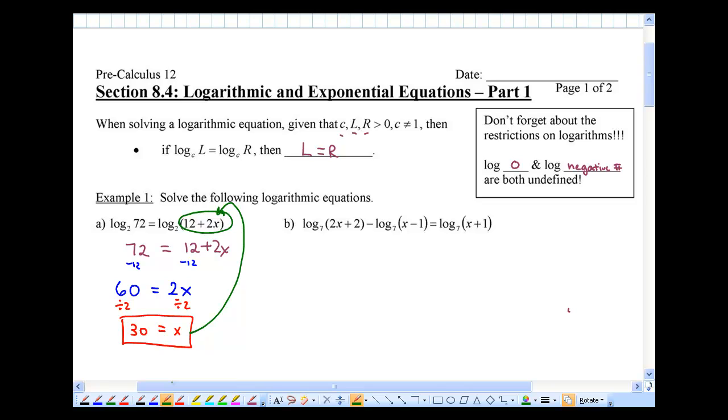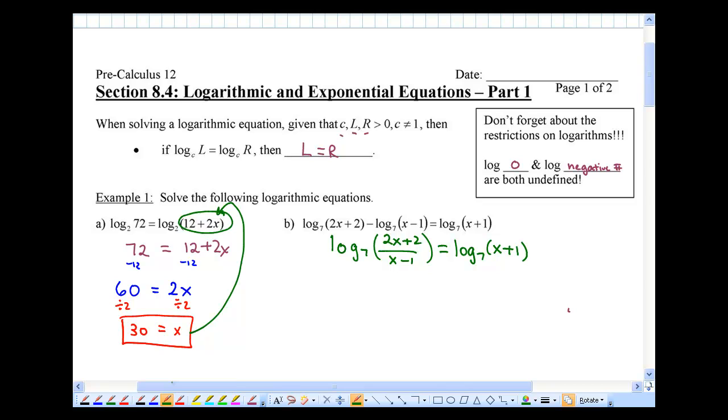Well, how about the next one? Notice on the left-hand side now, we don't have one logarithm. We have two logarithms here. We have log base 7 of 2x plus 2, and we're subtracting from that log base 7 of x take away 1. Well, how can we write this as one single logarithm? You guessed it. We're going to use those log laws. And the subtraction is equivalent to, yep, division. So how about log base 7, and we'll write this as 2x plus 2 all over x minus 1. And this must equal log base 7 of x plus 1.